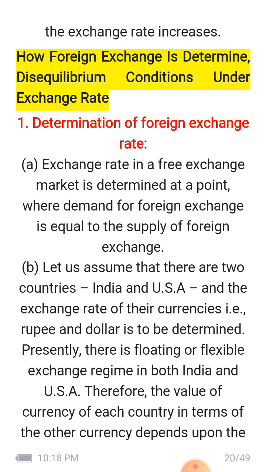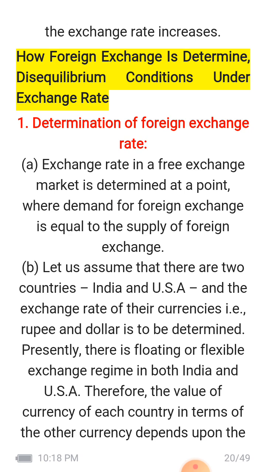First is the disequilibrium condition under the exchange rate, the determination of the foreign exchange rate. First, we understand the terms and conditions. The exchange rate in a free exchange market is determined at the point where demand for foreign exchange is equal to the supply of foreign exchange.